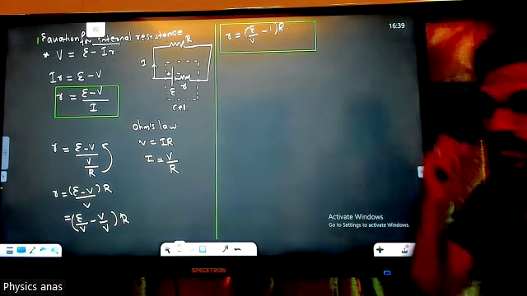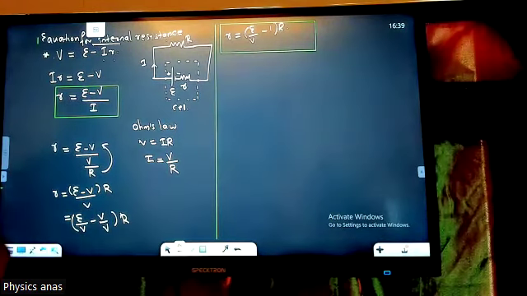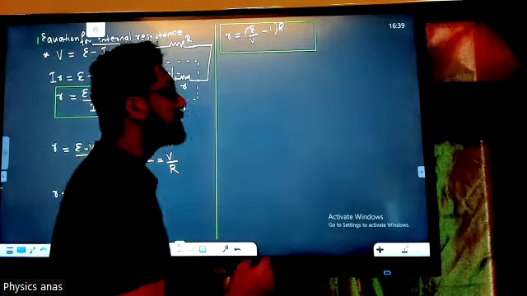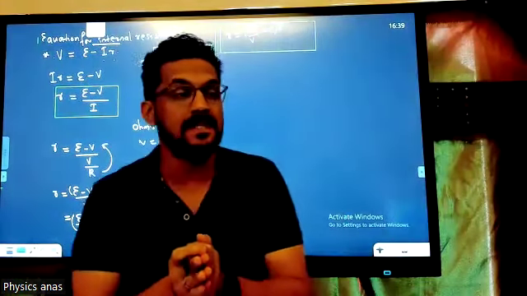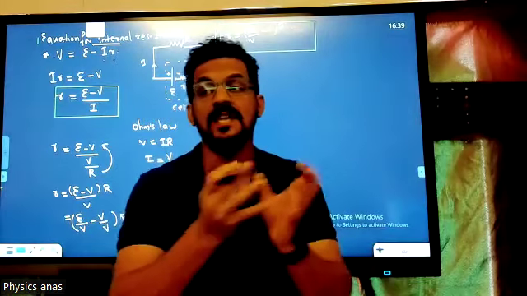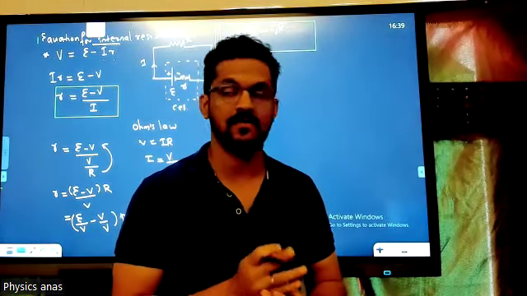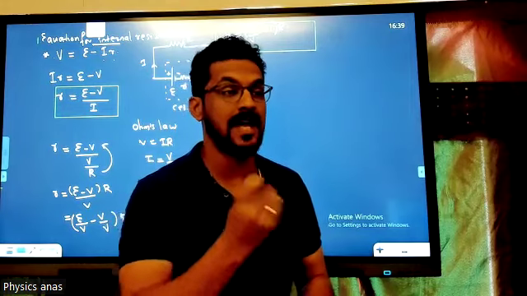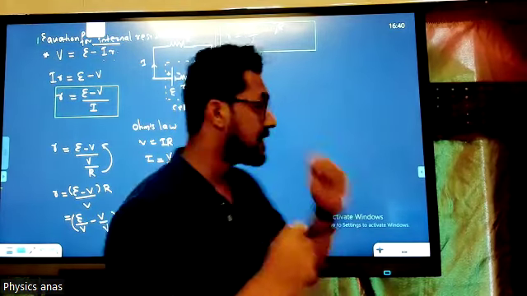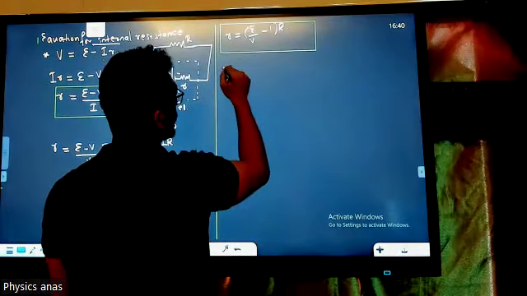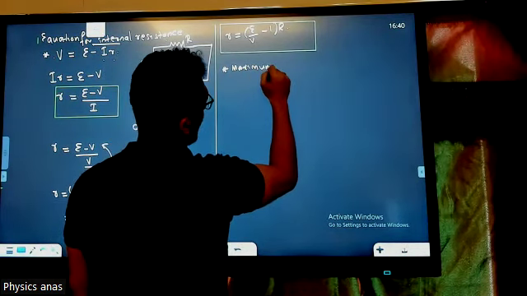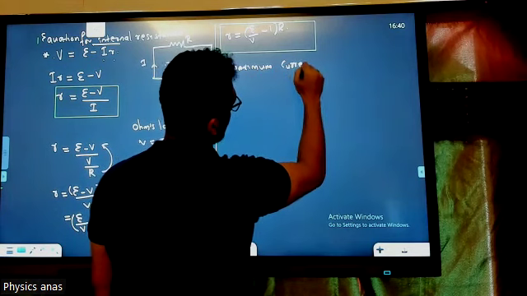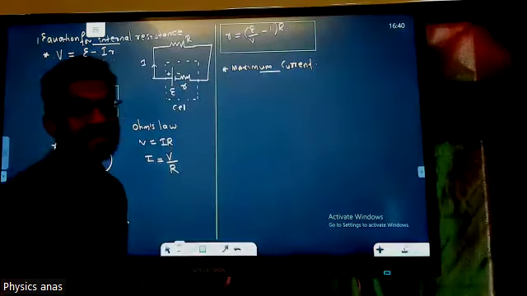Then I have to show you one case, that's for maximum current. What will be the maximum current that can be drawn from a cell? So that's our next point: maximum current that can be drawn from a cell.